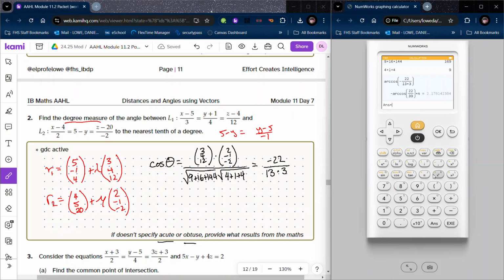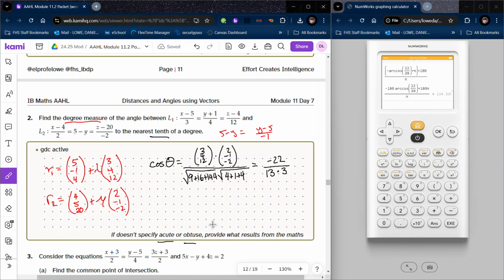If I take that number and multiply by 180 and divide by pi, that'll give me my degree measure, and it needs to be in this case to the nearest tenth of a degree. So that means that theta is approximately 124.3 degrees. All right. Angles between planes, angles between lines, the approach is the same. The only difference is that with planes, you're going to use the normal vector.